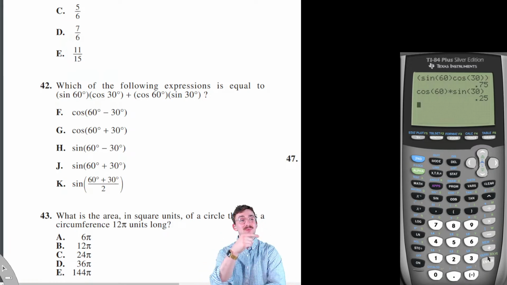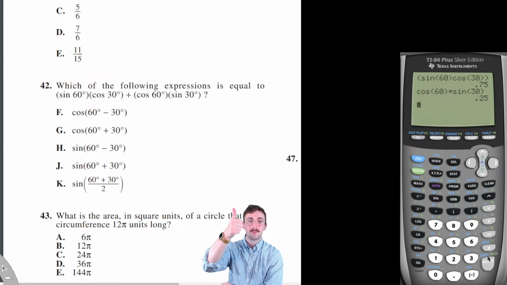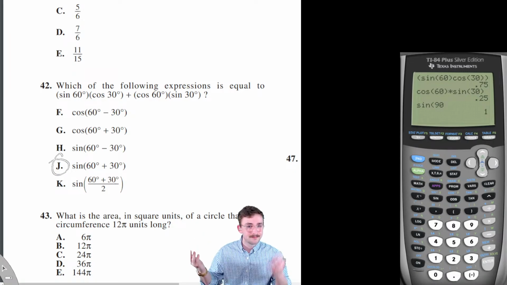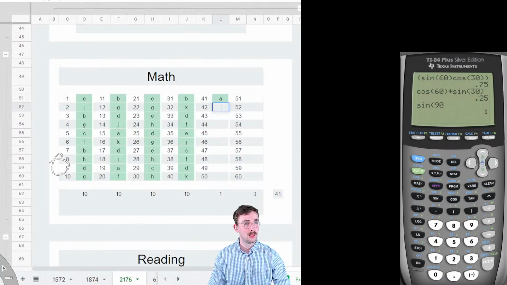Okay, so if it adds up to 1, so 0.75 plus 0.25, that adds up to 1, that means it's either going to be sine of 90 or cosine of 0. 60 minus 30, yeah, so it's going to be sine of 90, which would be J. And look, I'll just prove it really quickly. Sine of 90 gives me 1. Those things are equivalent because they both equal 1. That's what equivalent means. So J it is. Awesome.